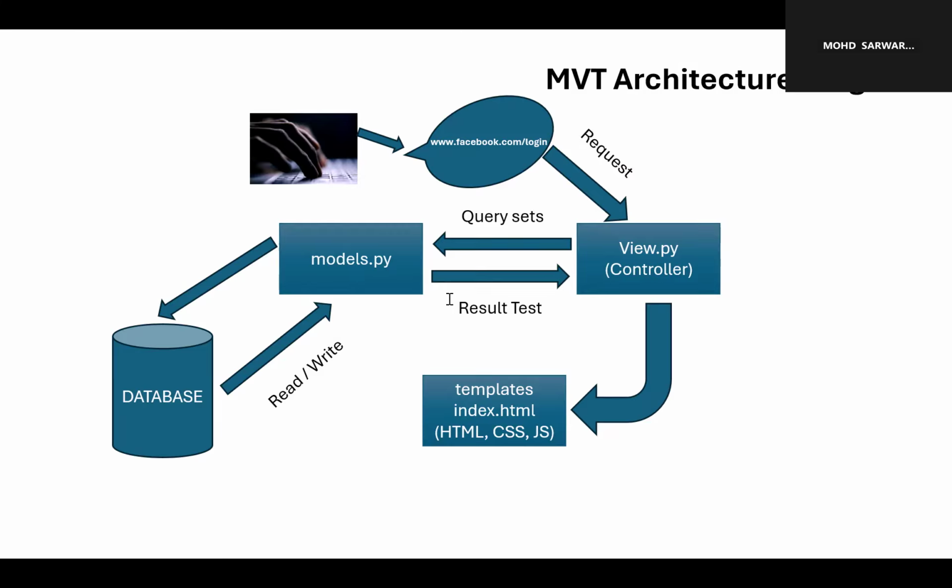So I'm summarizing this picture. A request goes to the view, the view communicates with the model, and the model works with the database. The processed results go back to the view, and the view returns a response through the template. This is the basic flow of how Django handles a request and response. This diagram shows how the MVT structure works together. The model communicates with the database and creates query sets, and the view acts like a controller, handling requests and sending responses. The templates display the user interface and include HTML, CSS, and JavaScript.